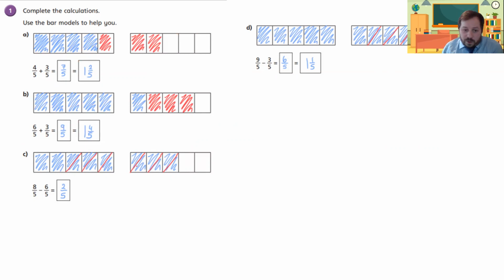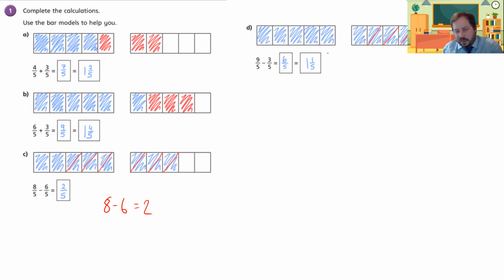If we're going the other way, we've got 8. So 1, 2, 3, 4, 5, 6, 7, 8, what we start with. Then we're taking away 6 of them. 1, 2, 3, 4, 5, 6. That leaves us with 2, which just happens to be the same thing as 8 minus 6. So we've got 2/5.